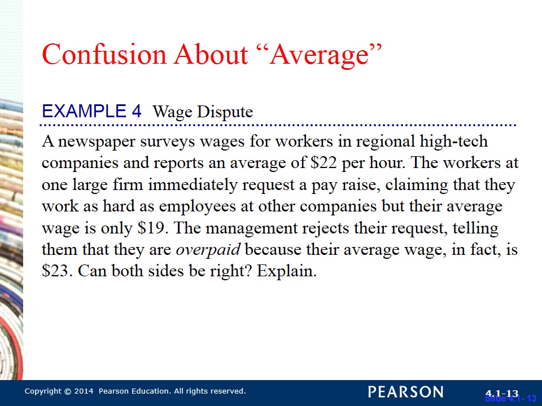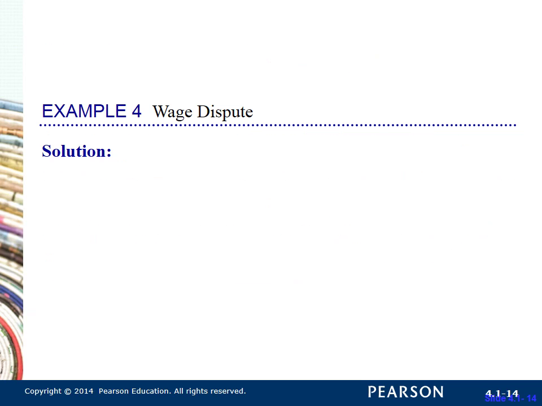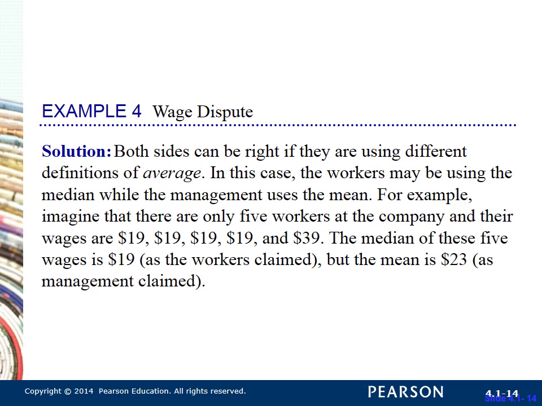How can they both be right? Well, it all depends on how you're deciding on average. Is it median? Mean? So in the case of the workers using the median, you could have 19, 19, 19, 19, and 39. And then, 19 is the average if it's the median. But the mean of those same 5 numbers is 23. So if those are the wages they were looking at, both are correct. So if you hear somebody say that's the average, make sure to ask them, is that the mean or is that the median? That's an informed consumer.